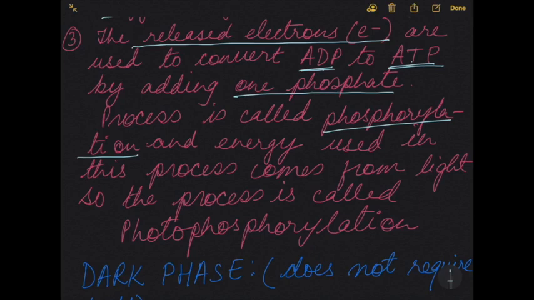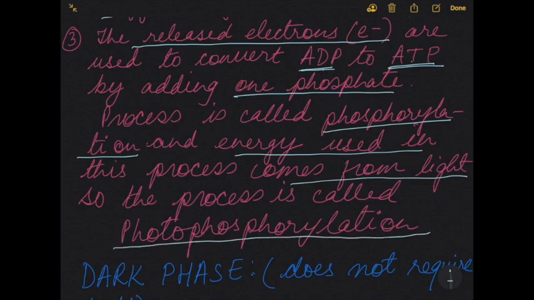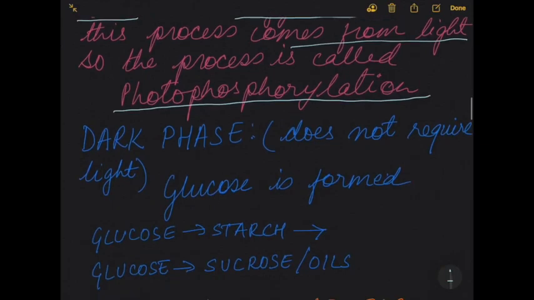And how did we get the electrons to turn ADP into ATP? By the process of photosynthesis. So the energy used came from light. It comes from the light. So this process is known as photophosphorylation. I hope it is clear.